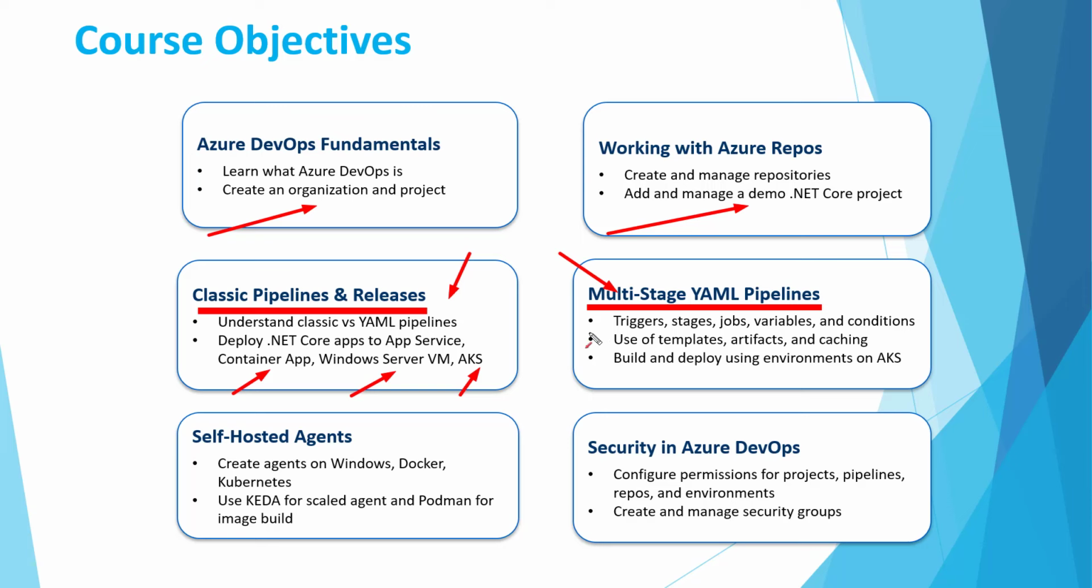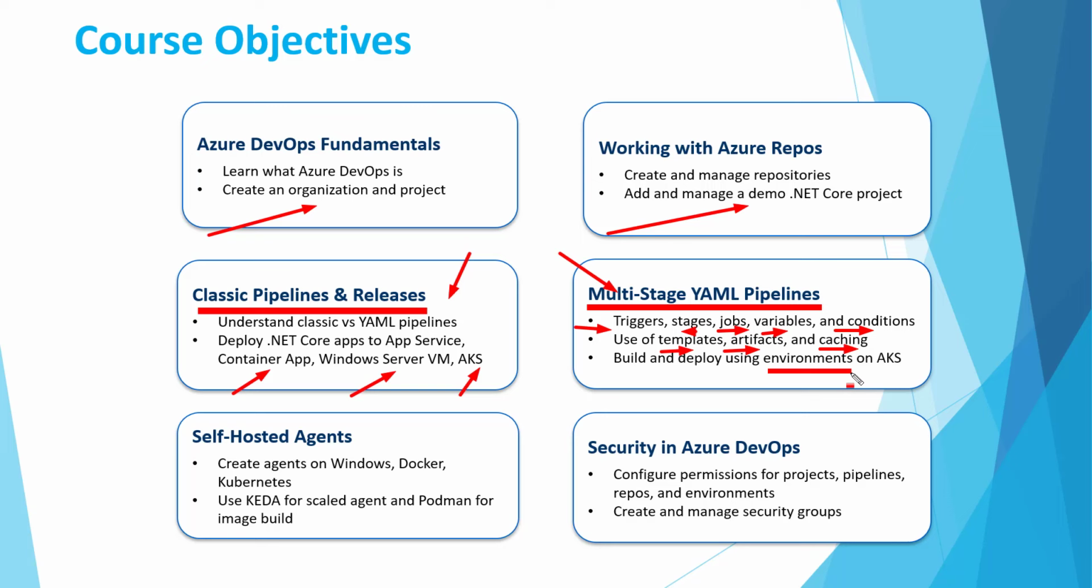So I will discuss the triggers in the YAML pipelines, the difference between stages and jobs, the variables and the library variable groups, how to make if conditions, how to use templates, how to use artifacts, how to use caching in the YAML pipelines, and how to use the environments.